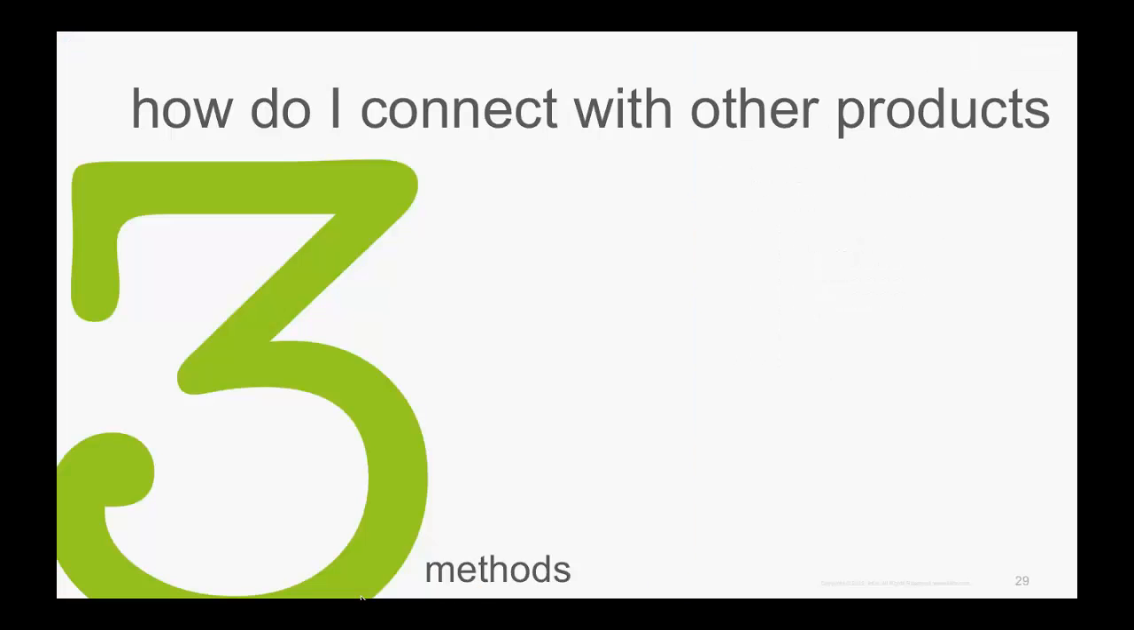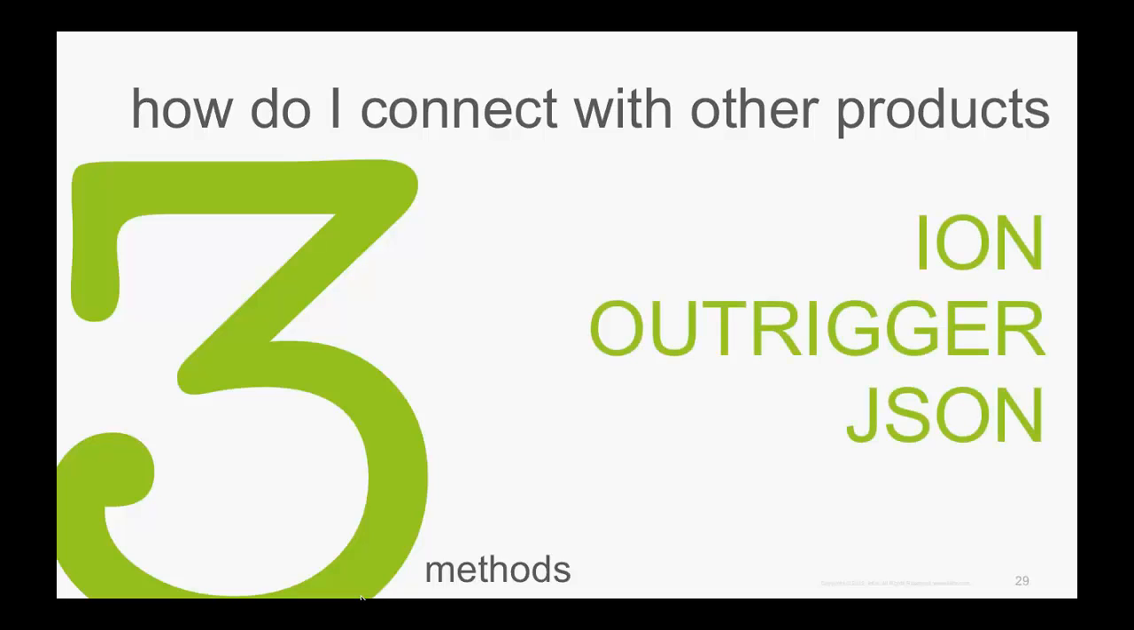So how do you connect with other products with Mongoose? Well, we have three main ways to do it. Of course, there's ION. That gives you the loosely coupled. We can consume a BOD. We can also distribute a BOD very easily. Not a lot of work involved with it. Of course, we have JSON for communication within the Mingle environment so that you can contextually communicate between applications and various web parts. And then finally, Mongoose has another feature that is called Outrigger.